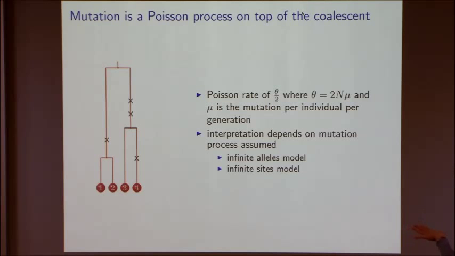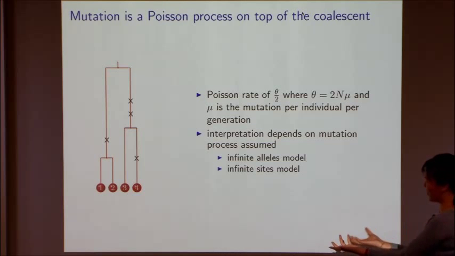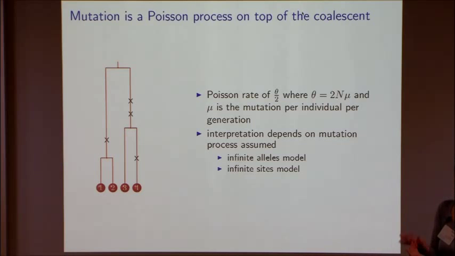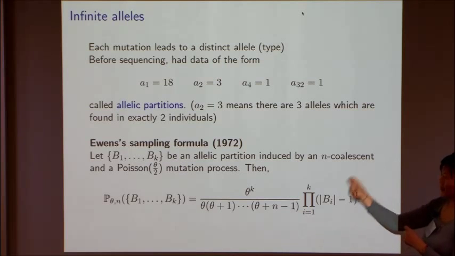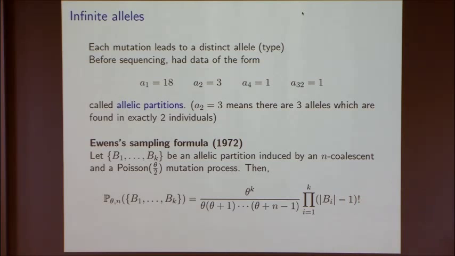Now, the interpretation of what the result of this process is depends on what assumptions you're making about mutations. So two common mutation models are the infinite alleles model and the infinite sites model. The infinite alleles model assumes that each mutation leads to a distinct allele. So every time there's a mutation, you have a new type. If you are numbering your types by the integers, every time there's a new mutation, you increase the integer that you're labeling your types with.